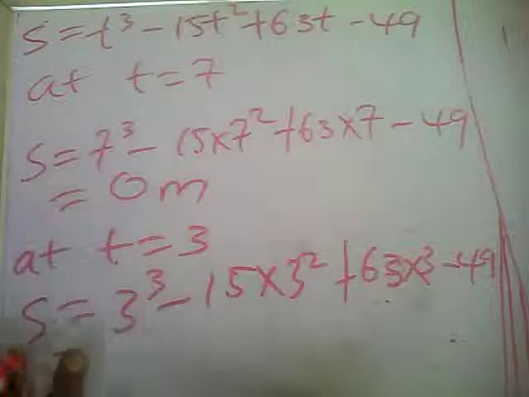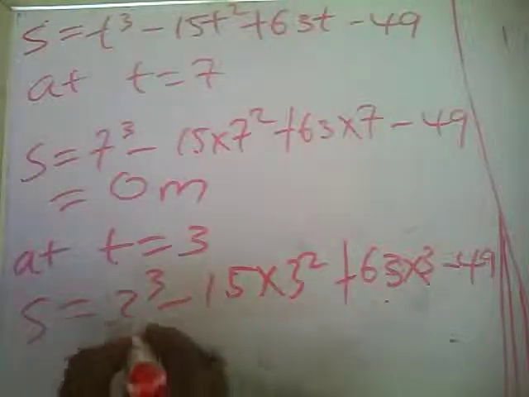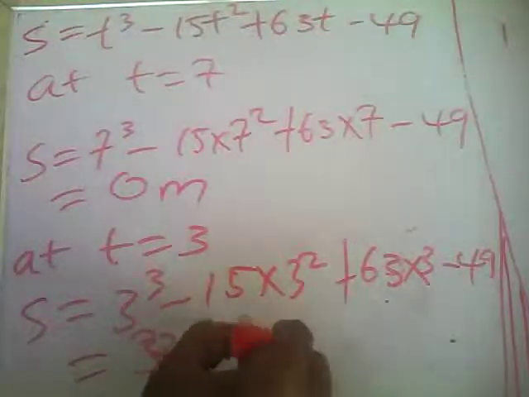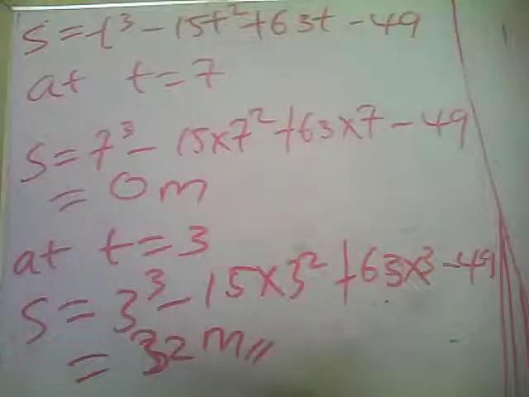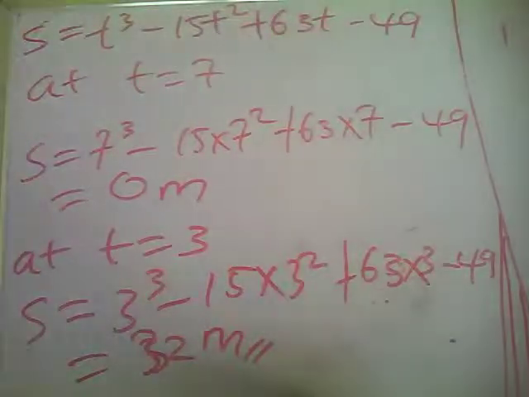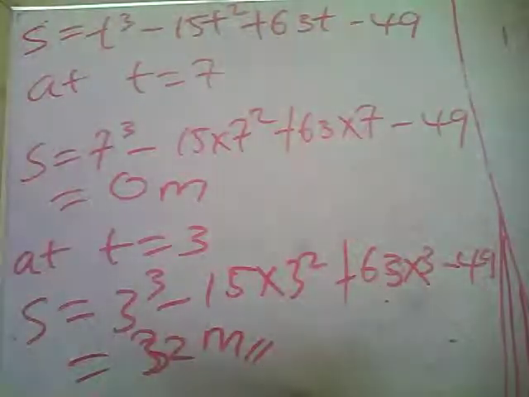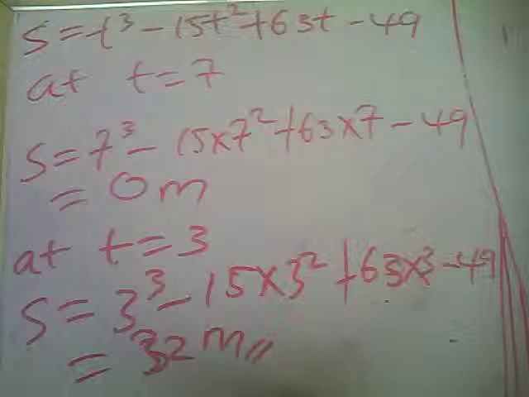So the answer at this point is what? 32 meters. So when the body is momentarily at rest, using the equation given to us, we have that s is equal to 0 meter or s is equal to 32 meter. So that is the basic art of application of differentiation to kinematics.